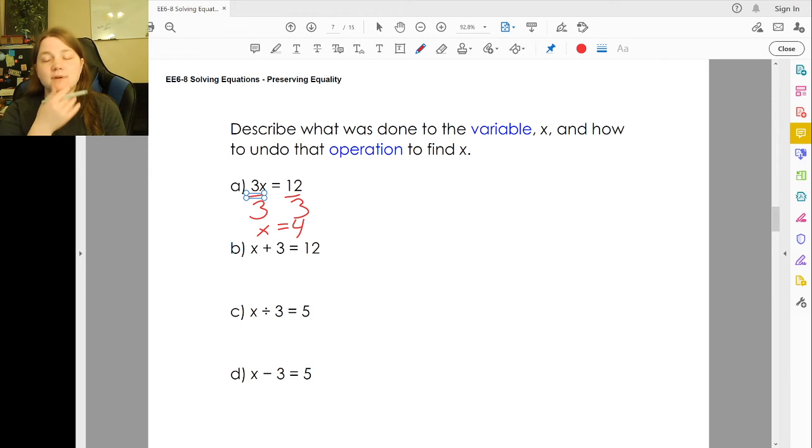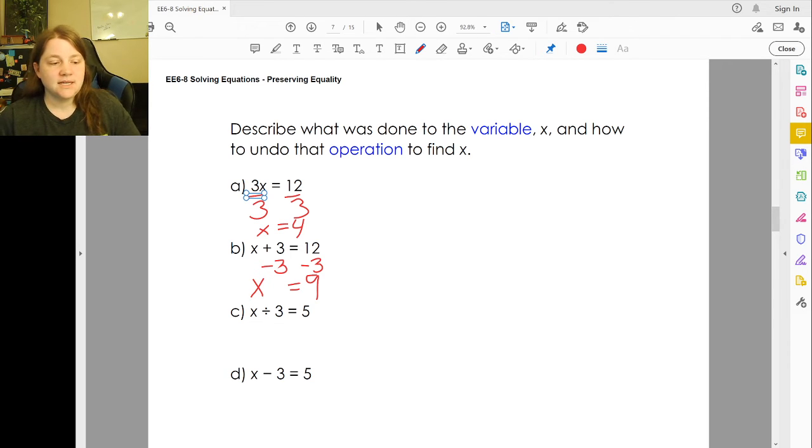Well, we've added 3 onto x. We need to get rid of that 3. So I'm going to subtract 3 away. And if I subtract 3 from one side, I have to do the same to the other side. So I'm going to subtract 3 over here. I'm just left with x here, and on this side, 12 minus 3 is 9.